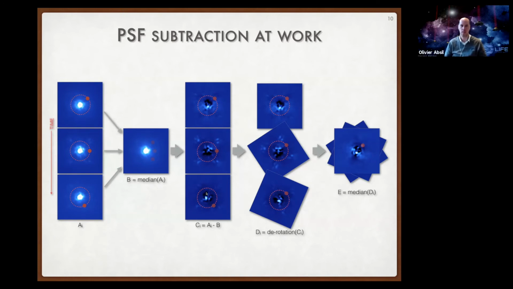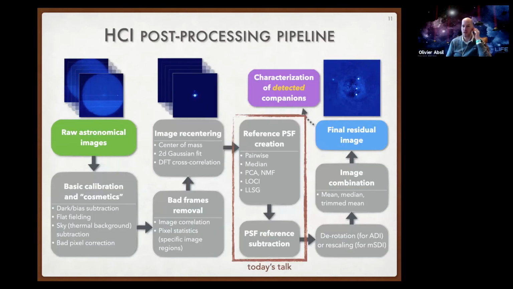This is just a little part of the whole high contrast imaging post-processing pipeline, which goes from the basic calibration and cosmetics of the raw data to the detection. What I'm going to talk about today is just this part where we try to remove as much as possible the stellar PSF in order to enhance the contrast between the planet and the star. I'm not going to talk about the detection part.